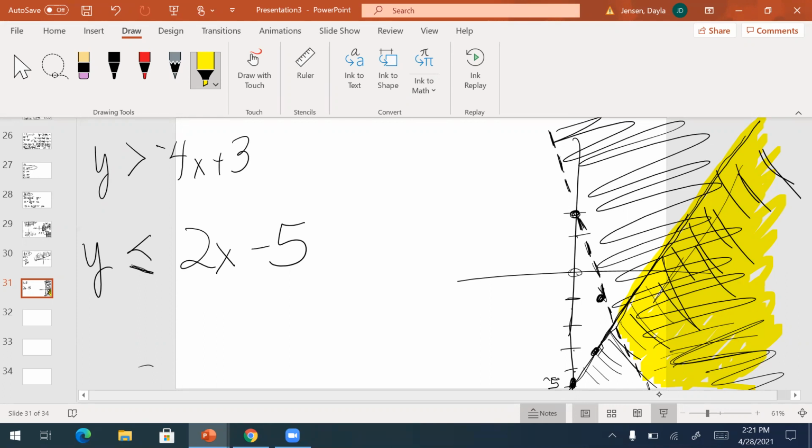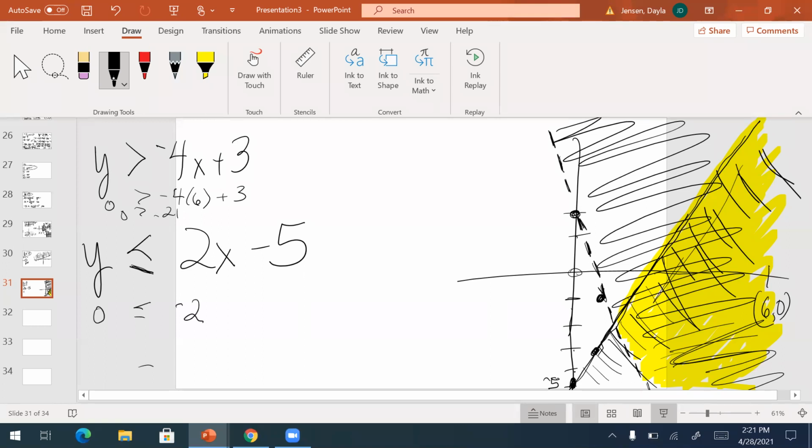So any point that I choose in this area, if I pick 6, 0, I can put it back into either one of those inequalities. Is 0 greater than negative 4 times 6 plus 3? Is 0 greater than, that's negative 24, negative 21? Yes. It's also going to satisfy this one. Is 0 less than or equal to negative 2 times 6 minus 5?